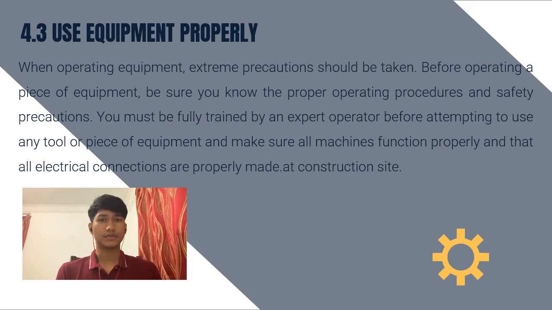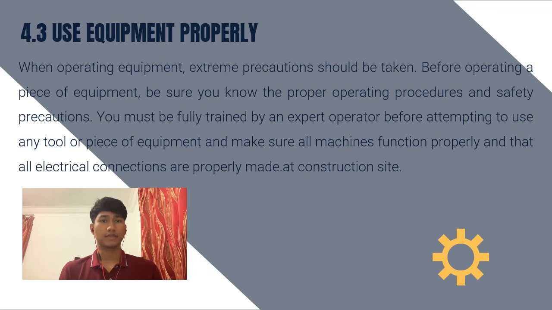4.3 Use equipment properly. When operating equipment, extreme precautions should be taken. Before operating a piece of equipment, be sure you know the proper operating procedure and safety precautions. You must be fully trained by an expert operator before attempting to use any tool or piece of equipment, and make sure all machines function properly and that all electrical connections are properly made at the construction site.